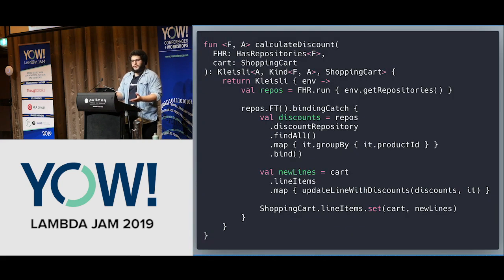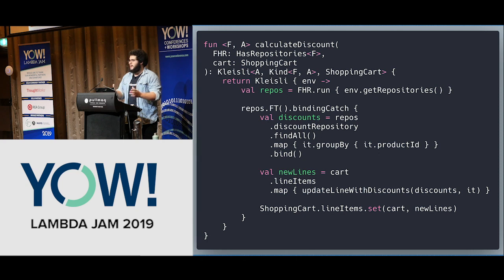So this is what one of those functions looks like. We have our service called calculate. Calculate calls calculateDiscount. CalculateDiscount also doesn't take an environment. So when calculate calls calculateDiscount, it doesn't have to unwrap the Kleisli, take the environment out, and pass it in explicitly to a function.